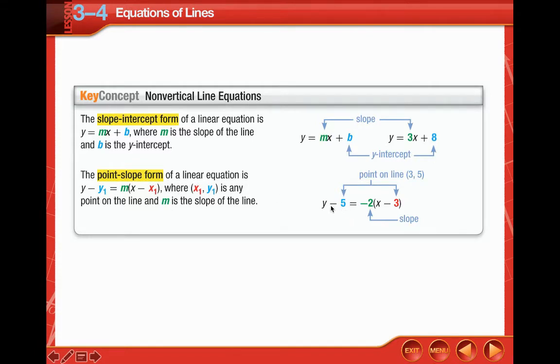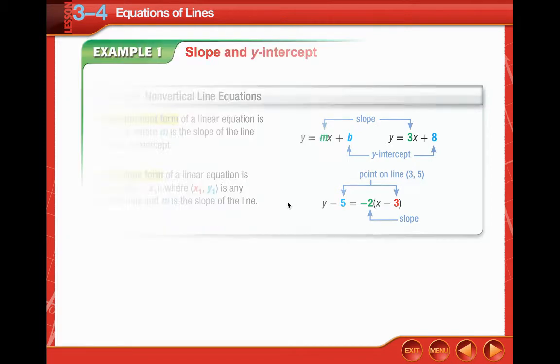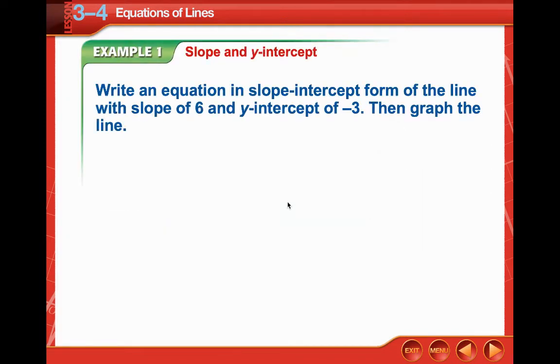What you can do is take point slope form. If you have a point on a line and you have the slope, you plug them into point slope form, solve for y, and you've got slope-intercept form, and then you can graph the line. That's kind of how it works, and that's what we'll be doing today. So what we need to start with is: write an equation in slope-intercept form of a line with slope of 6 and y-intercept of -3, and then graph the line.